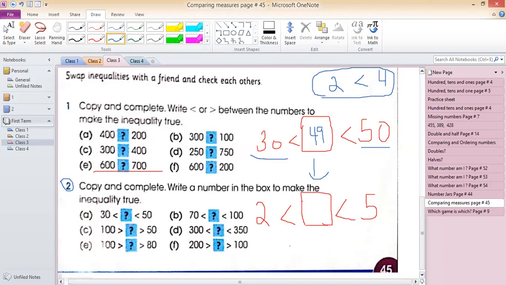What are the numbers which come between 2 and 5? After 2, it comes 3 and 4. So 3 and 4 are the numbers which come between 2 and 5. So you can write any number. You can say 3 is the number which is greater than 2 and less than 5. Or you can say 4 is a number which is greater than 2 and less than 5. So in these questions, we have to write the number which comes between the two numbers. Am I clear, guys?